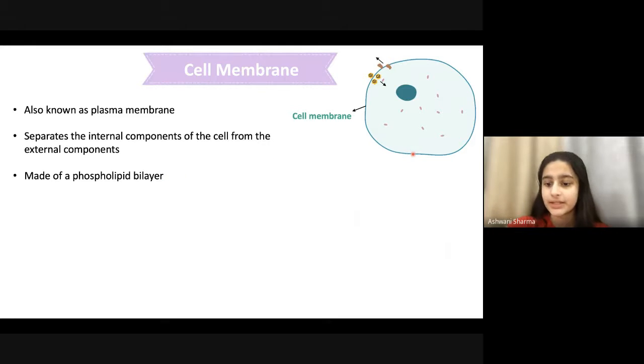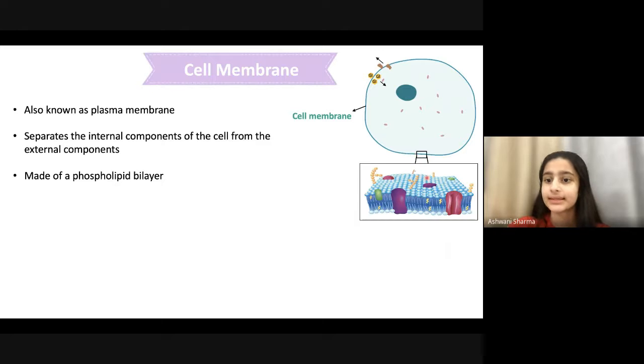So if we zoom into a part of the cell membrane, this is what it would look like. Here we can see what a general phospholipid would usually look like. And the cell membrane is made up of a phospholipid bilayer. So once again, if we come to this image, we can see lots of phospholipids in the image. So a phospholipid bilayer basically means that there are two layers. And in the image also, we can see two layers of the phospholipid, one at the top and one at the bottom. The others are just proteins which are stuck in the cell membrane.